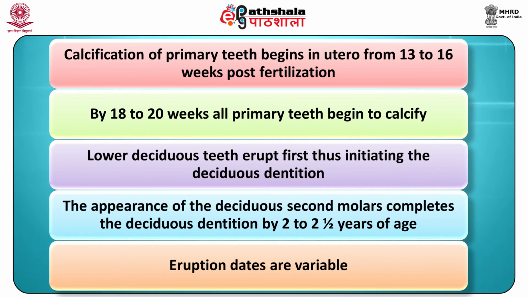The calcification of primary teeth begins in utero from 13 to 16 weeks post fertilization. So it occurs very early when the fetus is inside the mother's womb. By 18 to 20 weeks, all primary teeth begin to calcify. The lower deciduous teeth, or you can say the temporary teeth, erupt first and thus initiate the deciduous dentition.